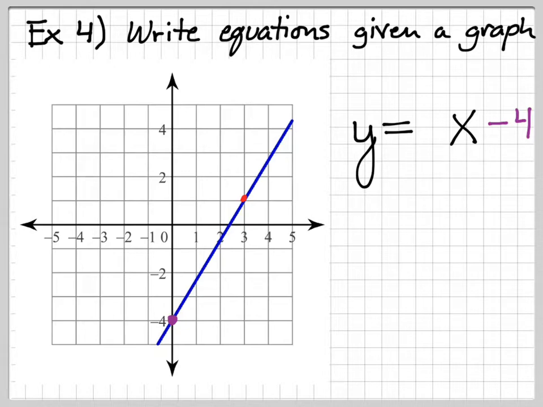I'm going to go from the purple dot to the red dot using rise over run. I'm going to rise 1, 2, 3, 4, 5, and I'm going to run 1, 2, 3. And my slope is 5/3. That doesn't reduce, so there's my final answer.